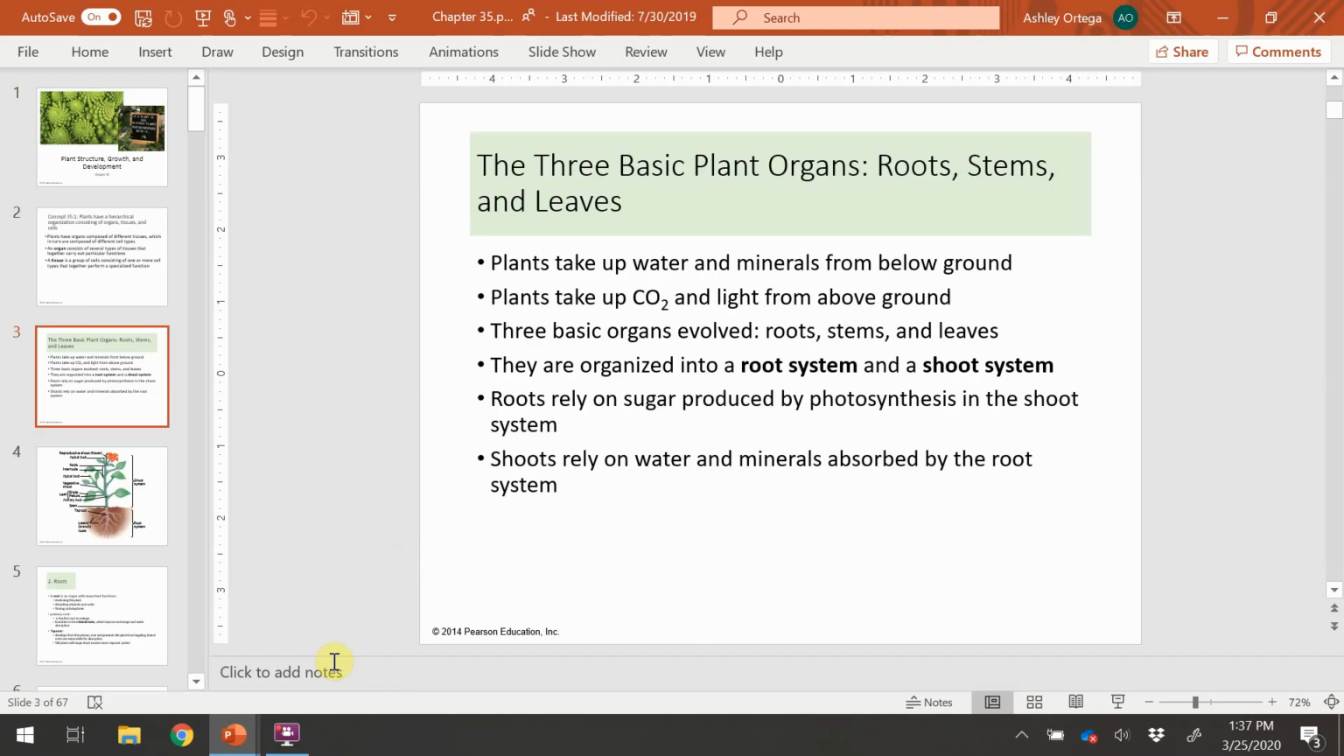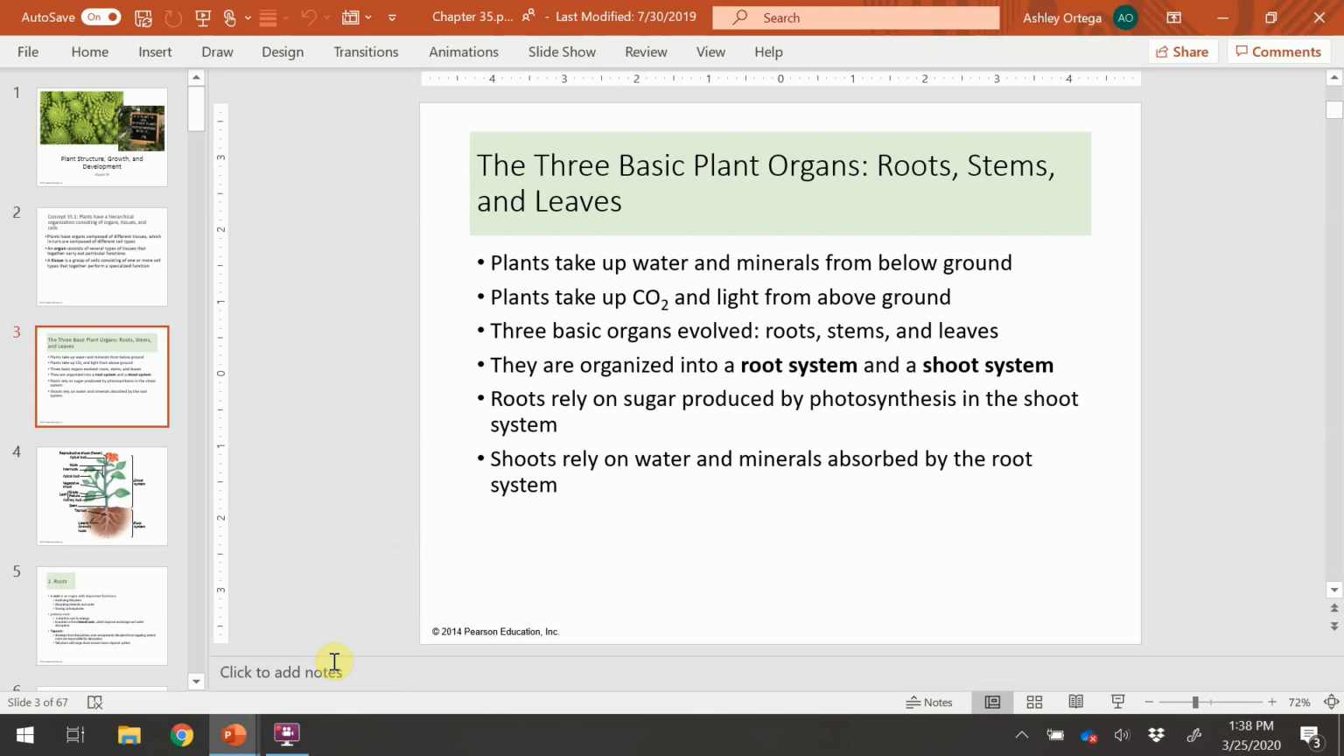And so for plants, they have three basic organs: roots, stems, and leaves. And so these are organized into systems, just like our organs, like our heart and our muscles are organized into systems like the circulatory system, the respiratory system. They have a root system and a shoot system. So the root system is going to take in water and minerals from the soil, from the ground, and send it to the shoot system, which consists of stems and leaves.